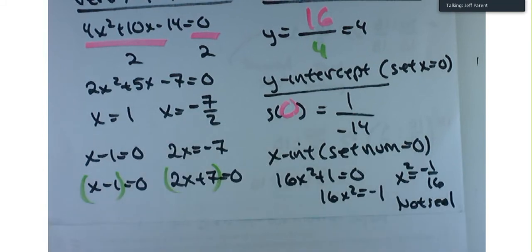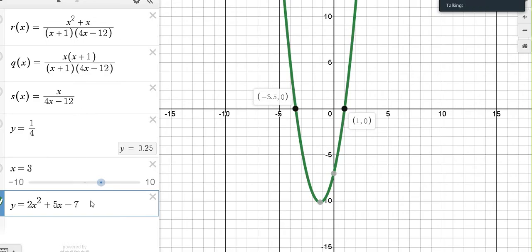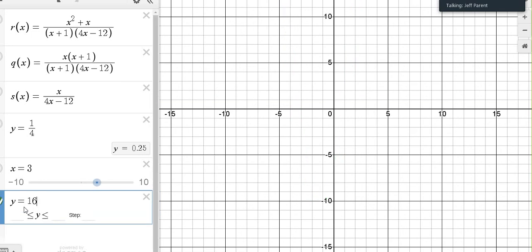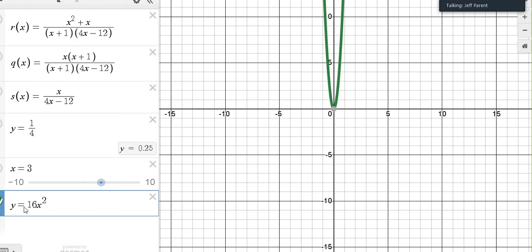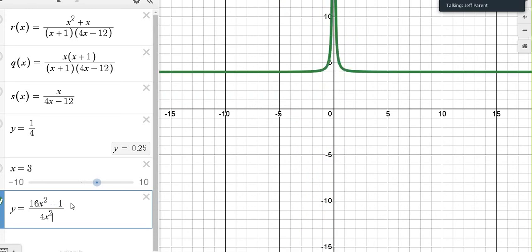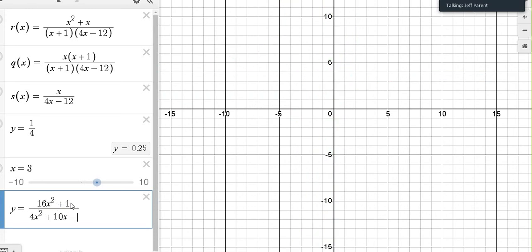Now, there's nothing wrong at all with actually looking at these graphs. So does everyone have this copied down? Can I switch to the graph? All right. Let's take a look at that. Let's see. It's going to be 16x squared plus 1 divided by, where was it? It was 4x squared plus 10x minus 14.